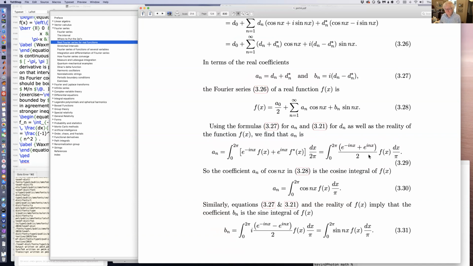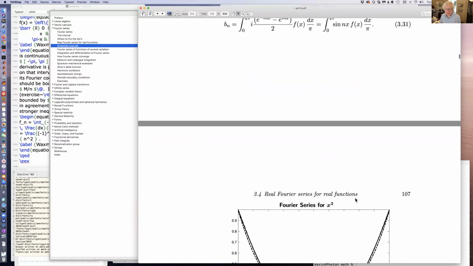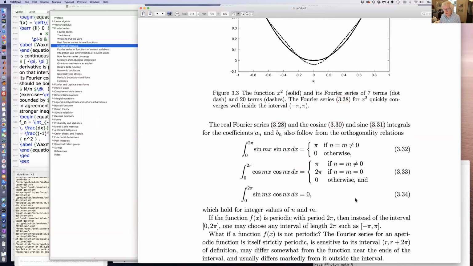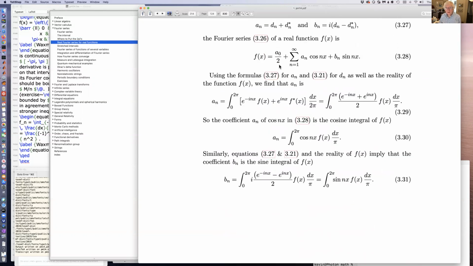And if we realize that f is real, we have this expression. This is a cosine, so we get that. bn is this expression, and so it's a sine. And so those are our formulas. So for real functions, f of x is this sum, and for real functions, an, bn, a0 are all real. an is given by this expression. It's a cosine integral. bn is a sine integral of f.